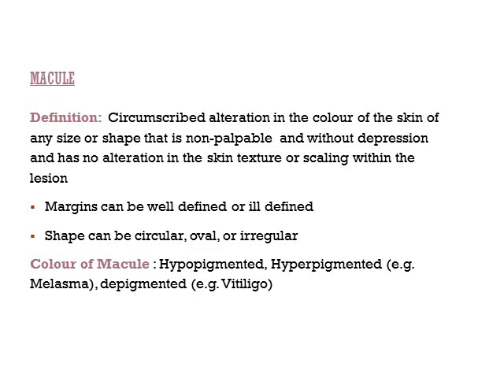So first we will talk about macule. Macule is a circumscribed alteration in the color of the skin. It can be of any shape. It is usually non-palpable and without depression. So a small area of color change in the skin is called a macule, which can be hypopigmented, that is less pigment, or hyperpigmented.